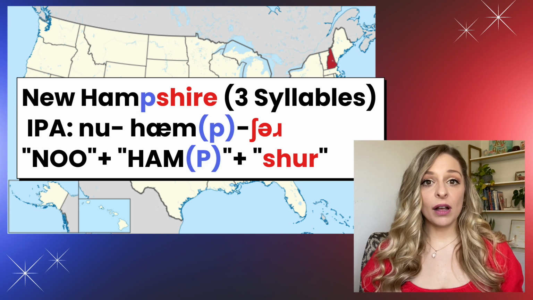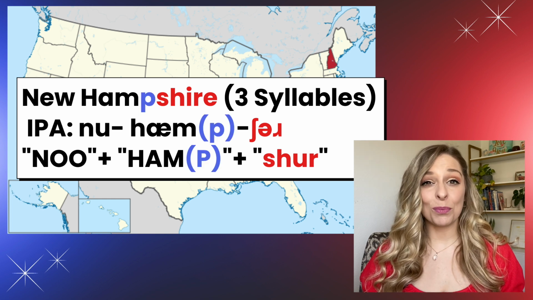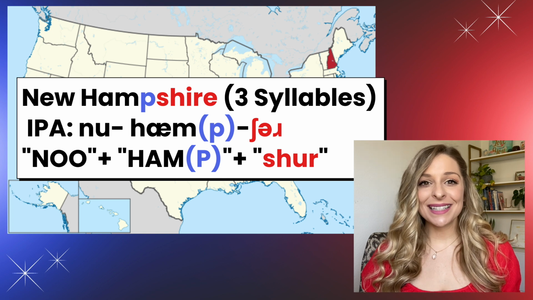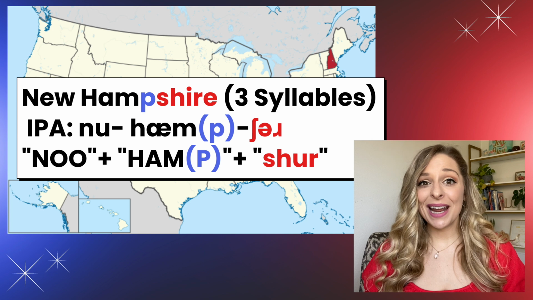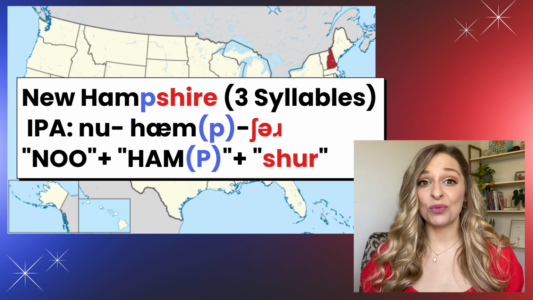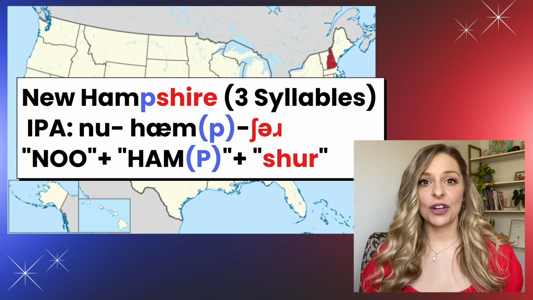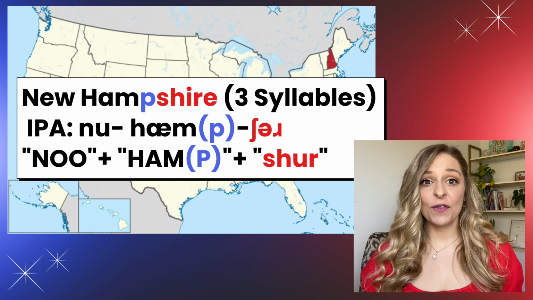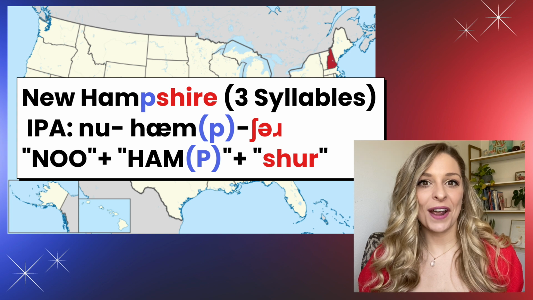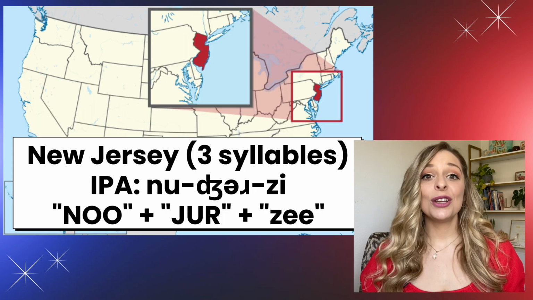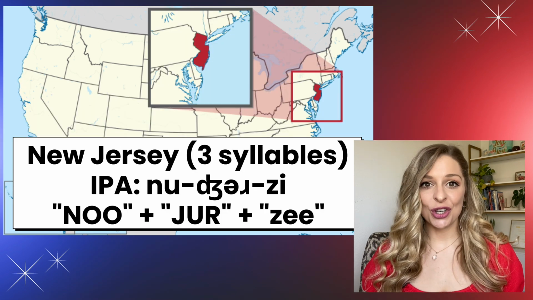Now you'll also notice that I put the P in parentheses, and that is because this sound is kind of optional. When we speak really quickly, sometimes we delete it or it's just really hard to hear. New Hampshire. So if you feel like it's too difficult to pronounce that P, just delete it. It'll be fine. Number 30, New Jersey, New Jersey.